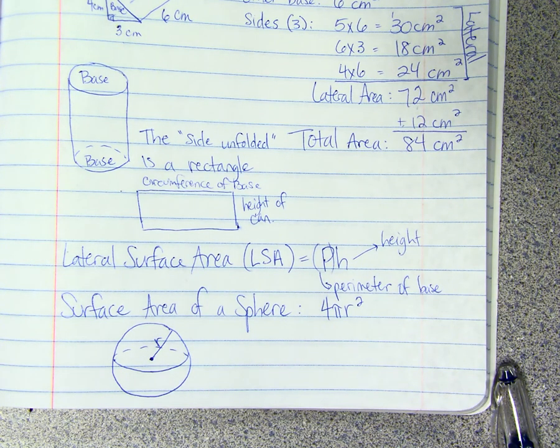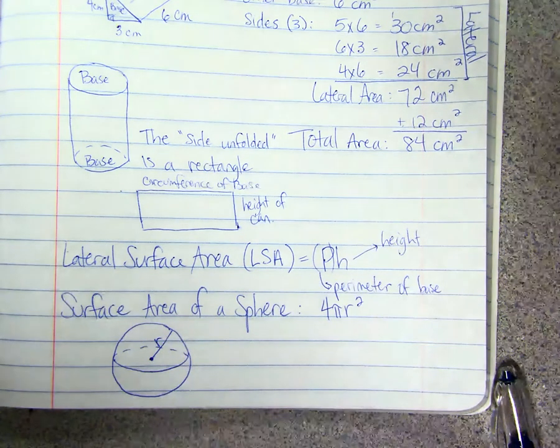Can we have lateral surface area of a sphere? No, because there's no bases to exclude. So we can't have lateral surface area, it's just total all the time. Okay, that's the end of that lesson.